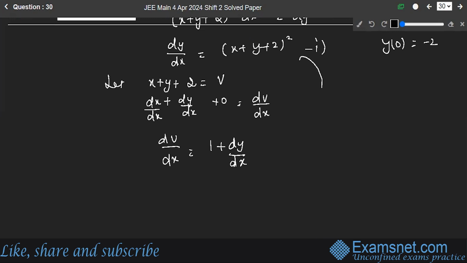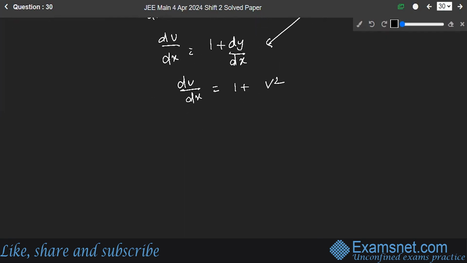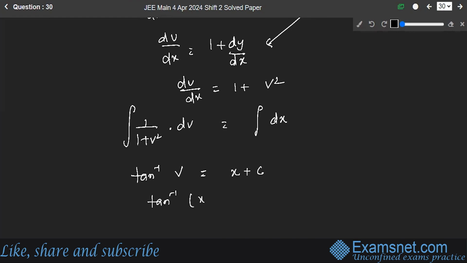So from 1, let's fill in the value in this equation. You will have dv/dx is equal to 1 + v², right? Or you have 1/(1 + v²) dv is equal to the integral of this. This is tangent inverse v, so this is equal to x + c. And what was v? Let's put, you had this x + y + 2. This is equal to this.